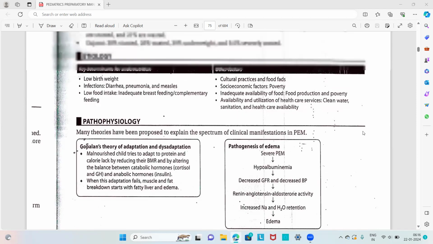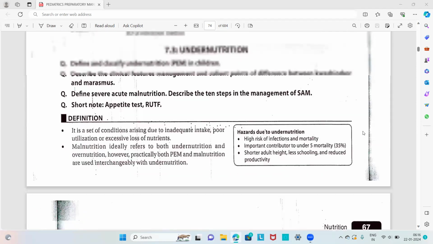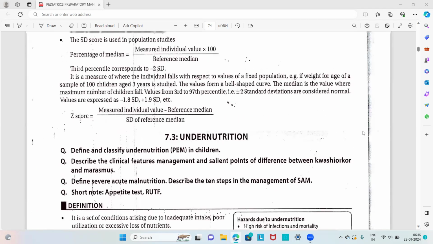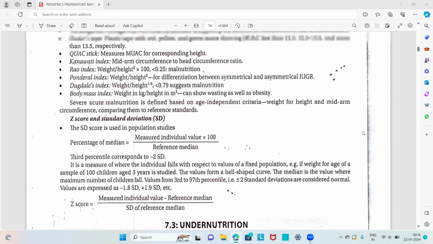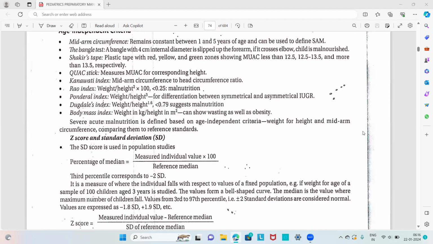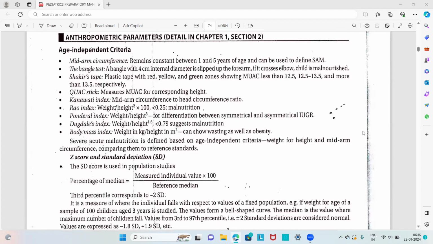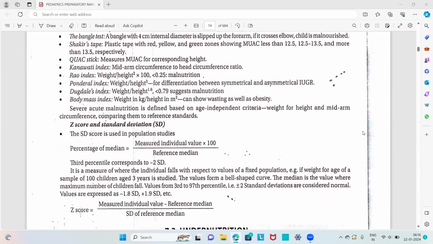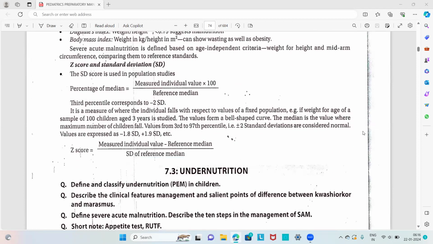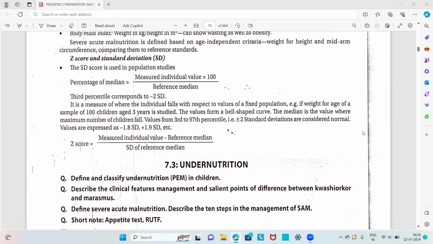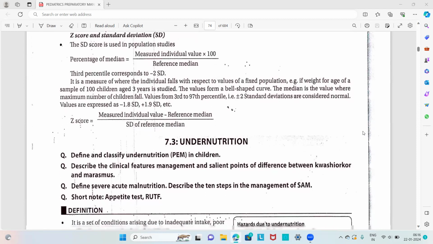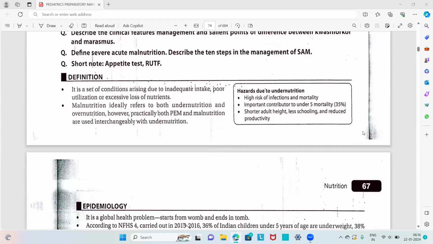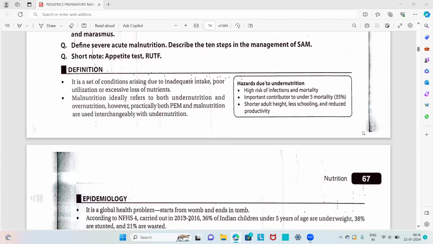In the last video, we discussed protein energy malnutrition. In that, we discussed the age-independent criteria for the definition, the mid-upper arm circumference. Then we learned the formula for the Z score, that is, the measured individual value minus the reference median, divided by the standard deviation of the reference median. Then we talked a little about the hazards due to undernutrition.